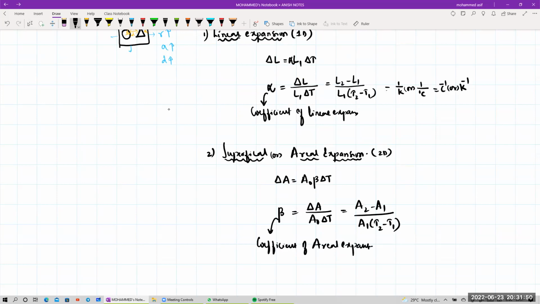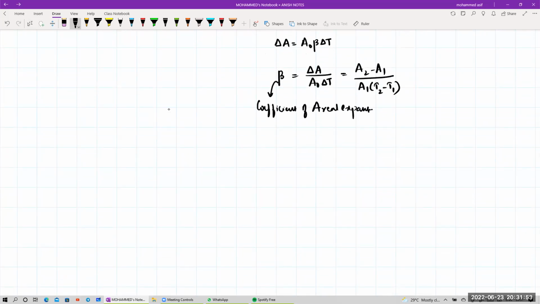The next one is a very important formula, that is about volume expansion. Volume expansion is represented by the same relation: delta V will be equal to the original volume times some constant gamma times the temperature difference delta T.